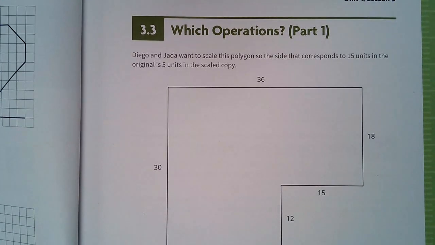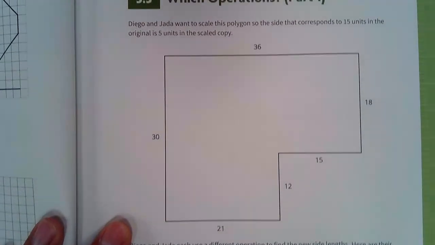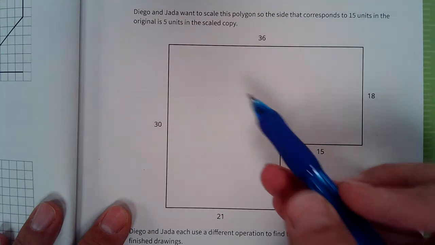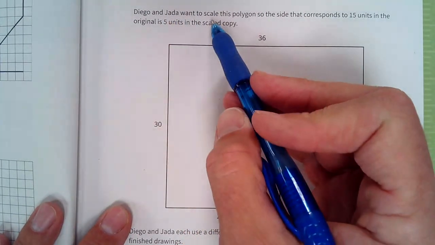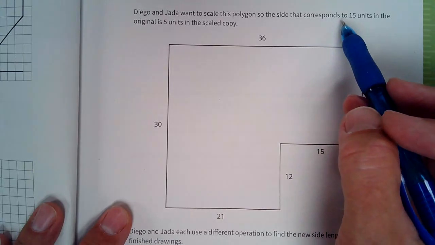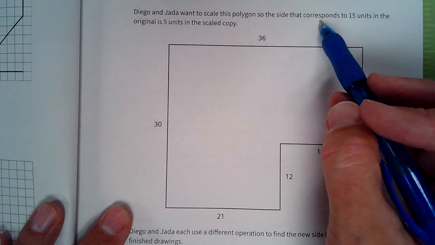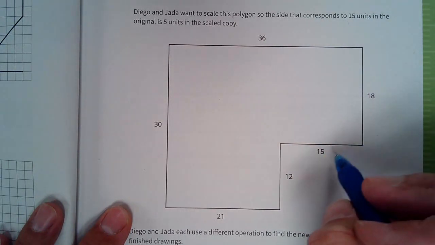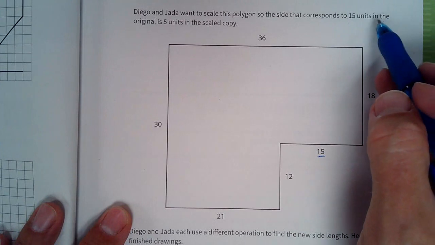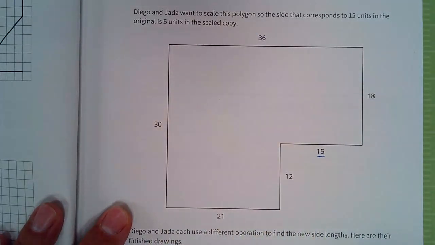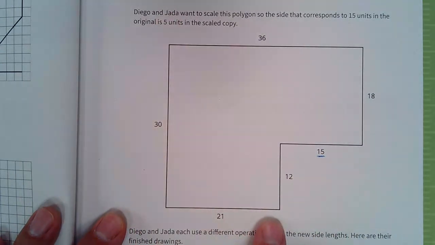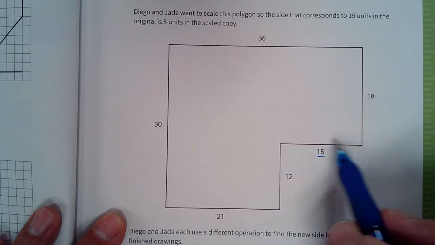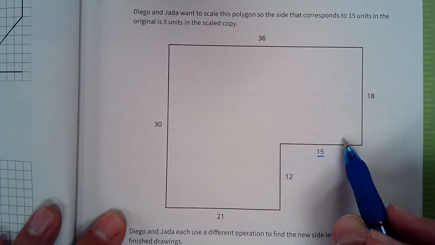So I'm on page 25 here. It says "Which operations, part one." I'm looking at this first figure here. It says Diego and Jada want to scale this polygon so the side that corresponds to 15 units in the original is 5 units in the scaled copy. So what does that tell you?